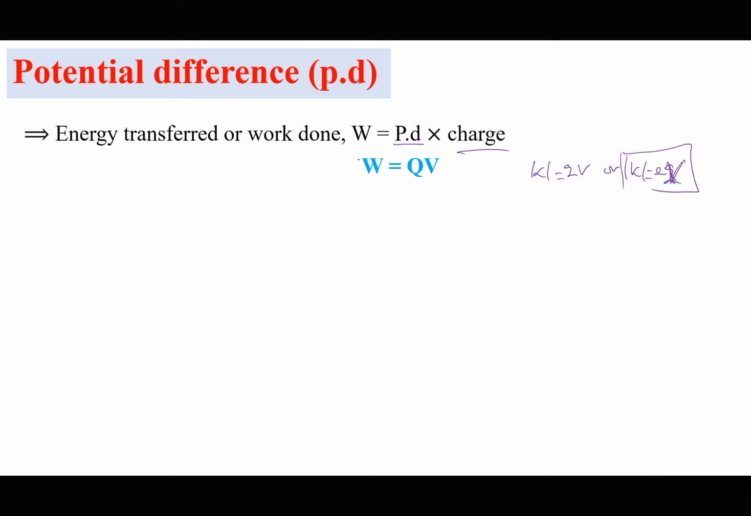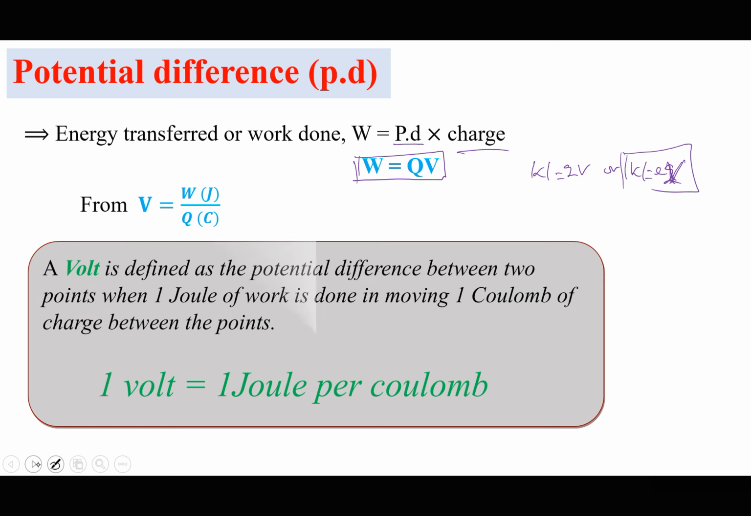So it doesn't cause any harm for us to say that the work done is equal to charge times potential difference V. From that, we conclude that if work done is measured in joules and charge is measured in coulombs, we should be able to define a volt as 1 joule per coulomb. So a volt is defined as the potential difference between 2 points when 1 joule of work is done in moving 1 coulomb of charge between the points.